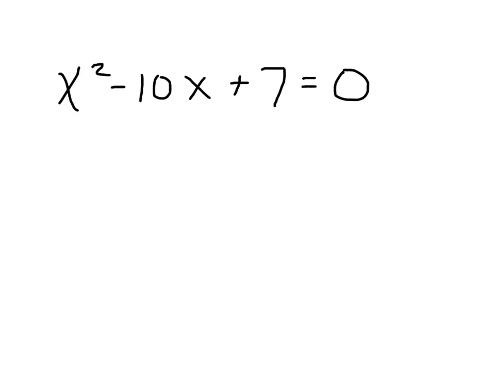Now, second step. Move the constant. What number is the constant up in there? 7. So how do I move it? Subtract 7 to both sides.